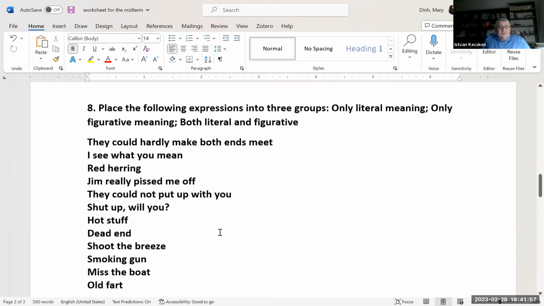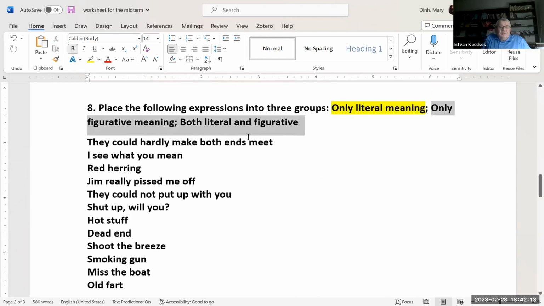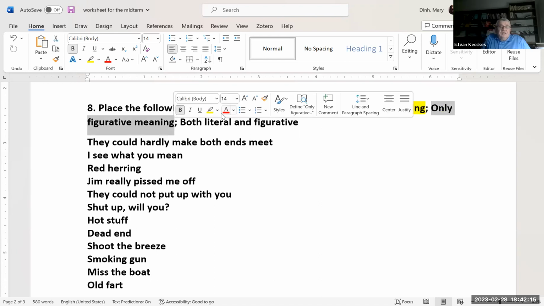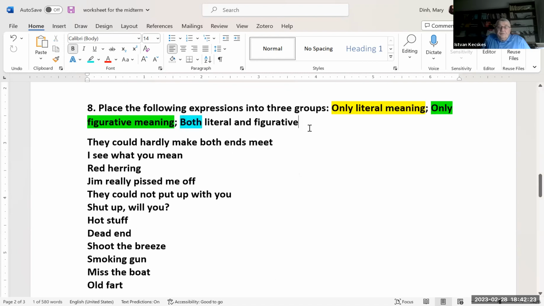Okay, so let's look at something else, and it is connected with something that we discussed today. Imagine that there are three groups: expressions that have only literal meaning, expressions that have only figurative meaning, and expressions that can have both figurative and literal meaning. Please look at these expressions. They are all well known.